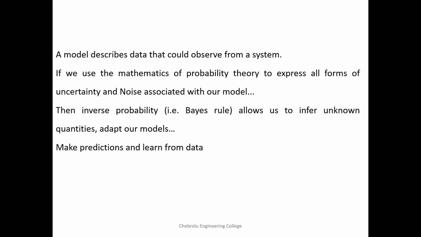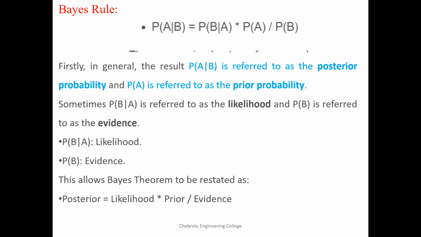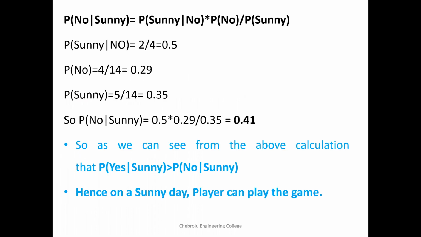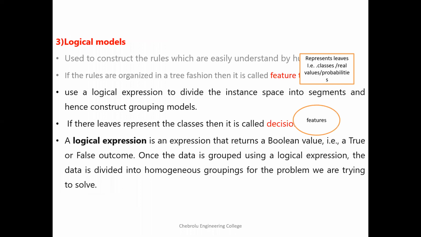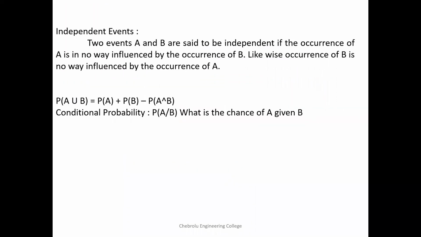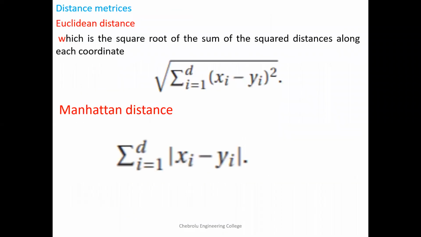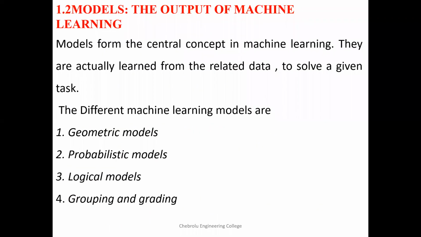That is how probability is calculated based on Bayes' rule. By using all these things, we can estimate. This is the probabilistic experiment. So these are the models we discussed, and in the next class we will discuss logical models and grouping and grading. Thank you, and if you have any doubts, you can share with me.